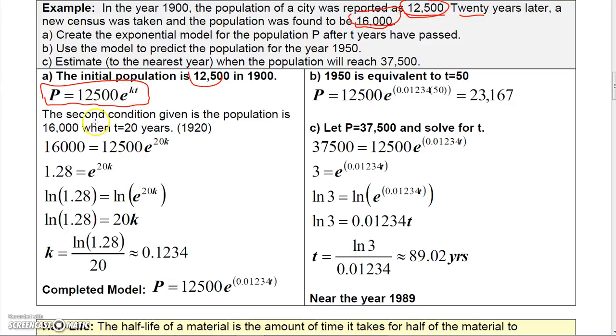Well, that's where this other information comes in. I know that P must be 16,000 when T is 20 years. So I can plug in 16,000 for P into this model and then plug in 20 for T, and so I'll get 20K. I prefer to write it as 20K instead of K20. So now if you divide both sides by 12,500, 16,000 divided by 12,500 is 1.28. And then on the right I just have e to the 20K.